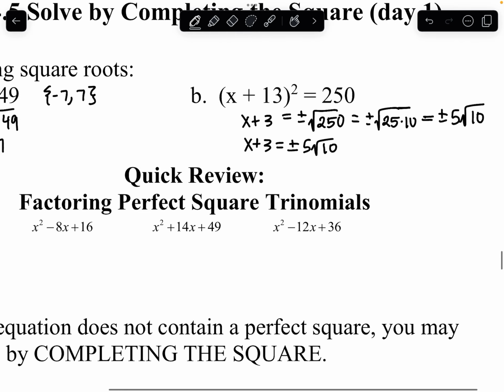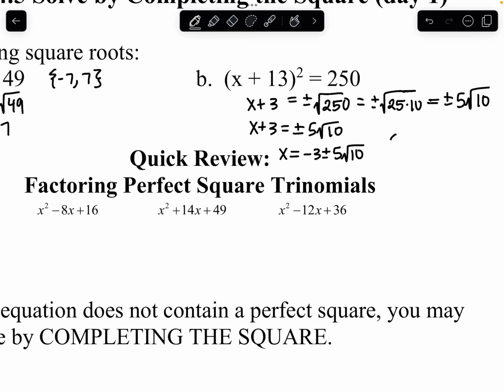And so we still need to isolate x by subtracting 3 from both sides. So I just move it to the other side and make it negative. And then our final answer would be negative 3 plus or minus 5 square roots of 10. You can write it separately if you want to. One is plus 5 root 10. The other would be the minus.